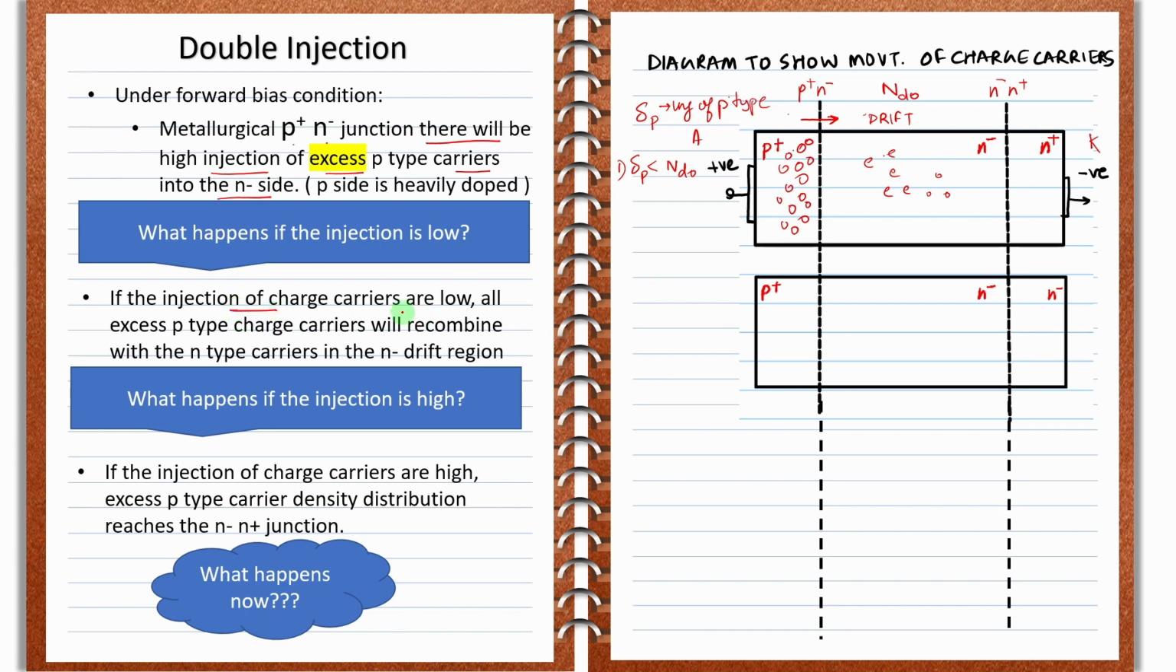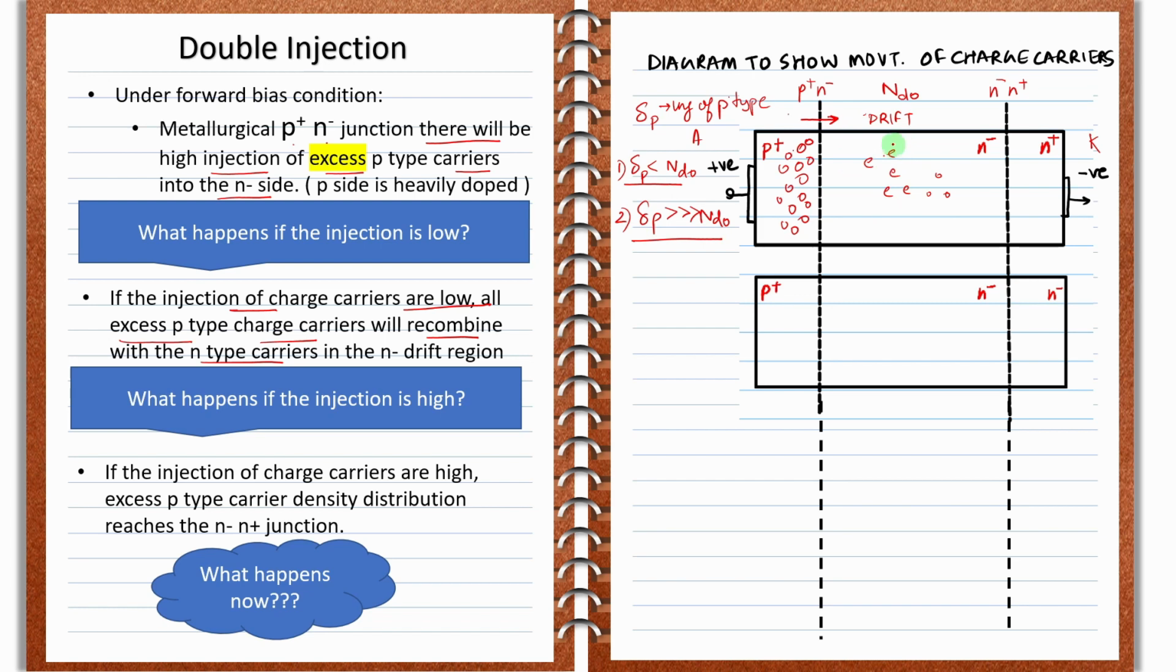So if the injection of charge carriers is low, all the excess p-type charge carriers will recombine with the n-type charge carriers in the drift region. If fewer charge carriers are moving from the p-type to the n-side, all of them will be recombined in the drift region itself. But in our case, we have heavy doping and we are providing proper forward bias. Because of this heavily doped characteristic, the delta P, or the injection, will be very high compared to the electrons in the drift region. So delta P is going to be much higher than ND0.